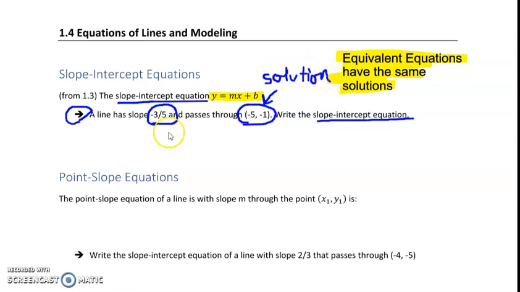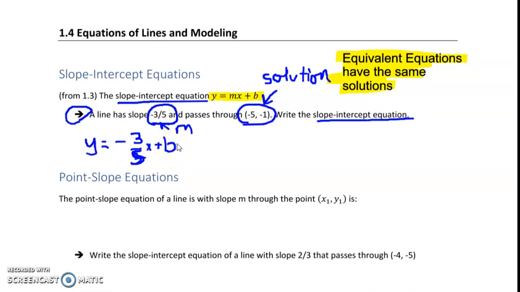So to solve this, we know the slope, so we can plug that in. So we know that this equation in the end is going to look like this. y equals, I'm sorry, I read that incorrectly, -3/5 x plus b. But we don't know what the b is. The b is going to be a number. We're not done until we've replaced both the m and the b with numbers.